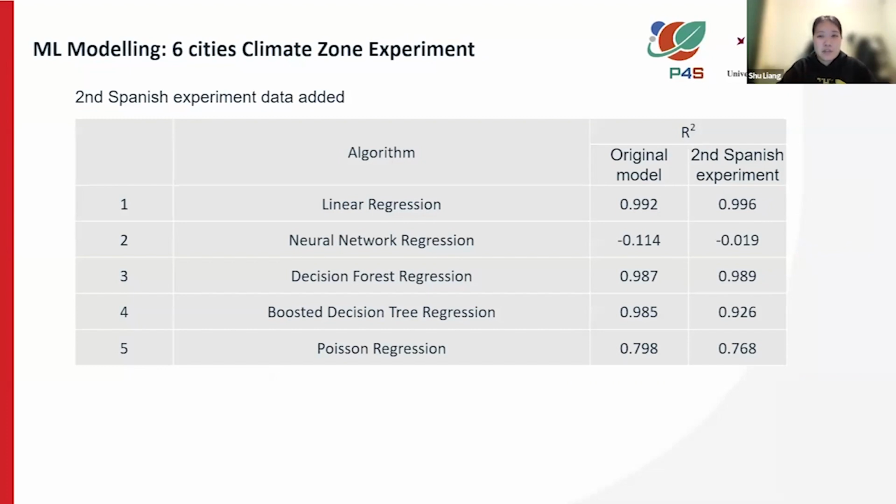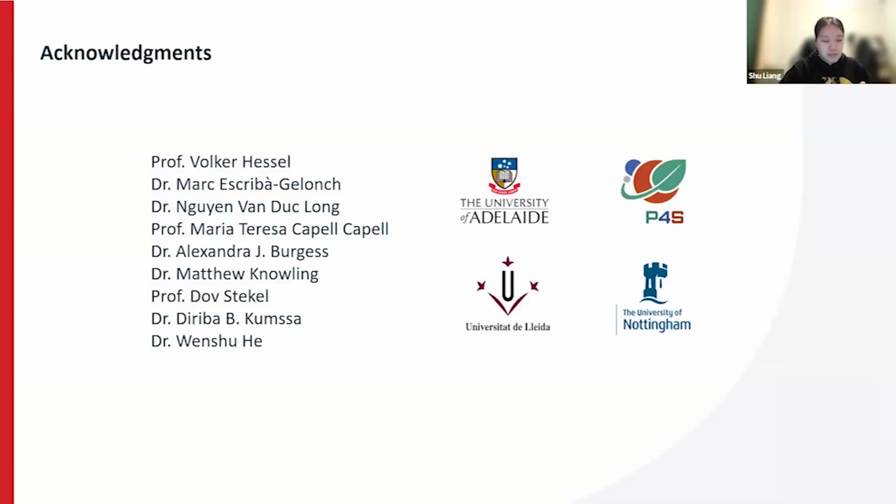And in this study, we also made a machine learning model, and the original model is the same as in the last study. In this model, we added our experimental data, and you can see the R-square improved a little. So we think using our own experimental data combined with the historic data is good for prediction.